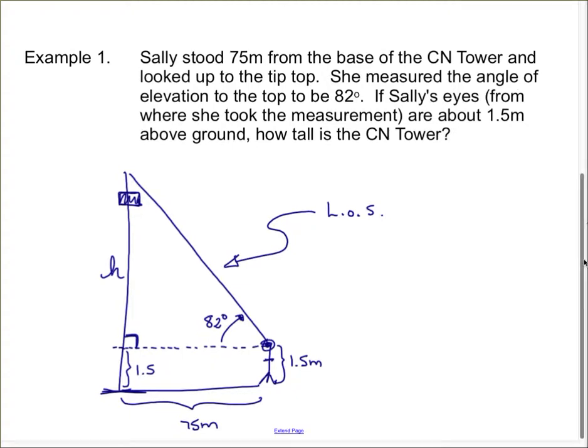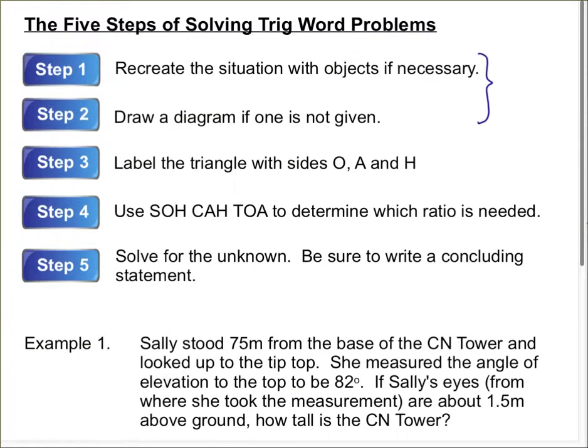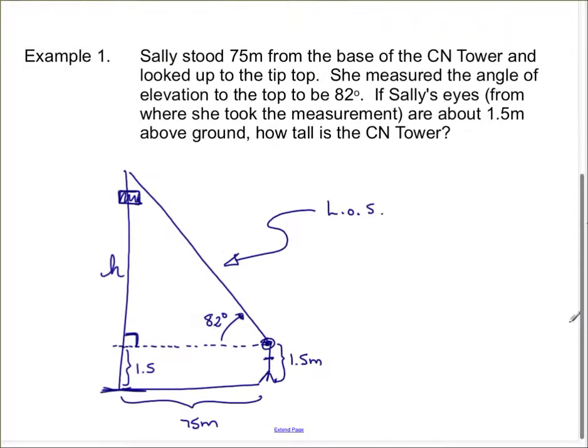Our steps up here, you should have them sitting in front of you. It says label the triangle with sides O, A, and H. So remember, it didn't say circle the angle, but I'm going to circle the angle. I'm going to go with red this time. I'm going to circle the angle we have, and I'm going to label the sides. O is opposite this. H is this, and A is this down here. Okay.